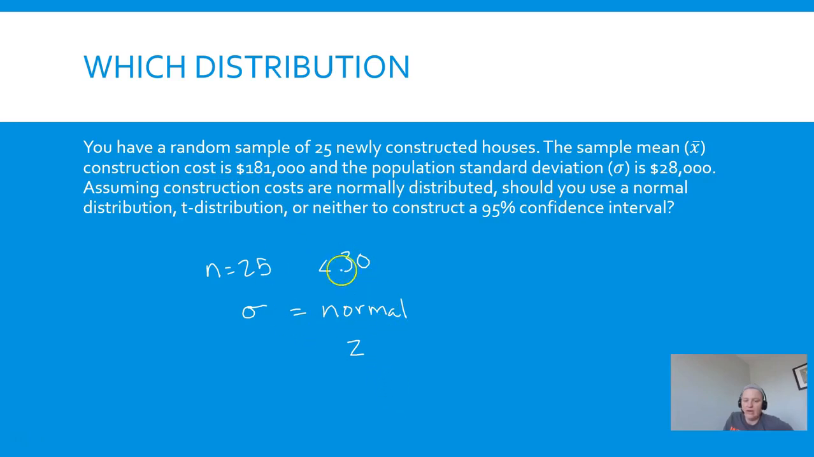So you got to go through that flow chart. If n is greater than or equal to 30, normal. If you have population standard deviation, normal. All right. If not, t distribution. Okay. And that is it for 9B.